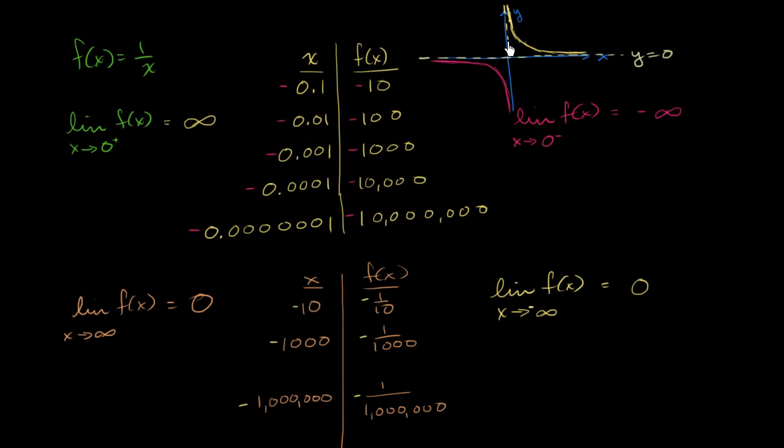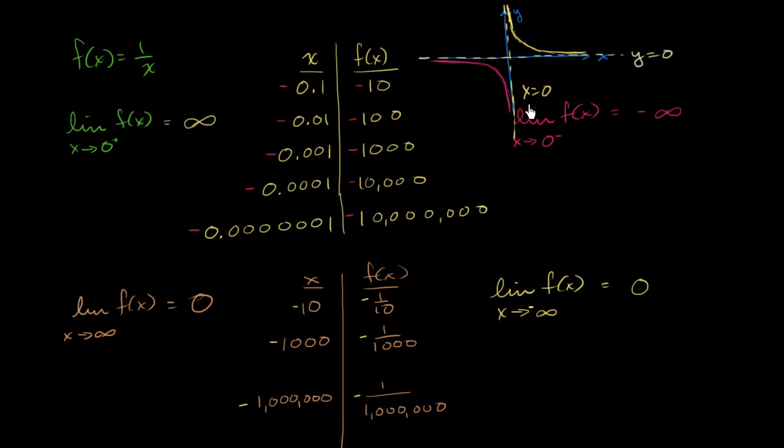And we also have a vertical asymptote right over here at x is equal to 0. And we see that because as x approaches 0 from the positive direction, y approaches infinity. And as x approaches 0 from the negative direction, y approaches negative infinity.